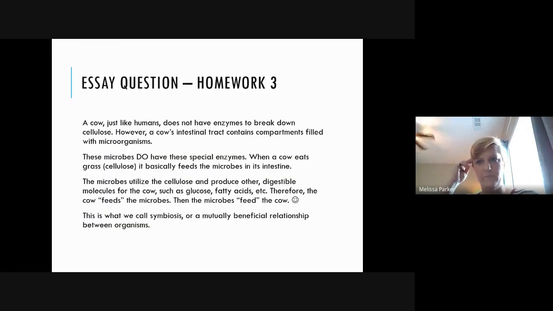Okay. So it's very similar to us, right? We can't digest the cellulose, but we have normal flora in our colon that helps to digest the cellulose for us. When it breaks down the cellulose, it creates things like glucose and fatty acids, and those things our body can absorb.